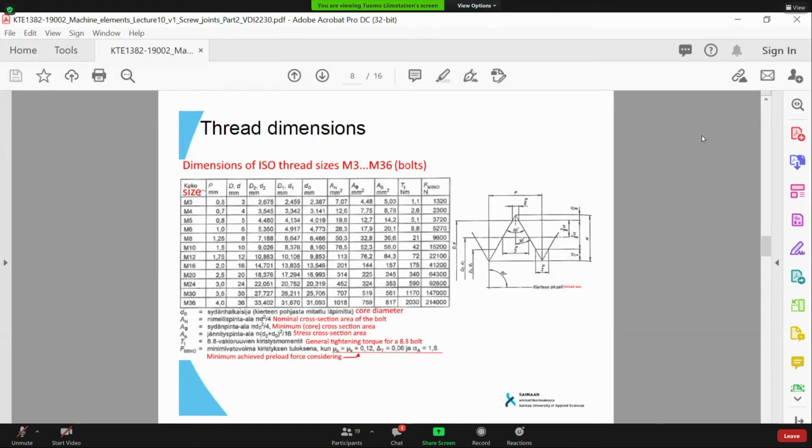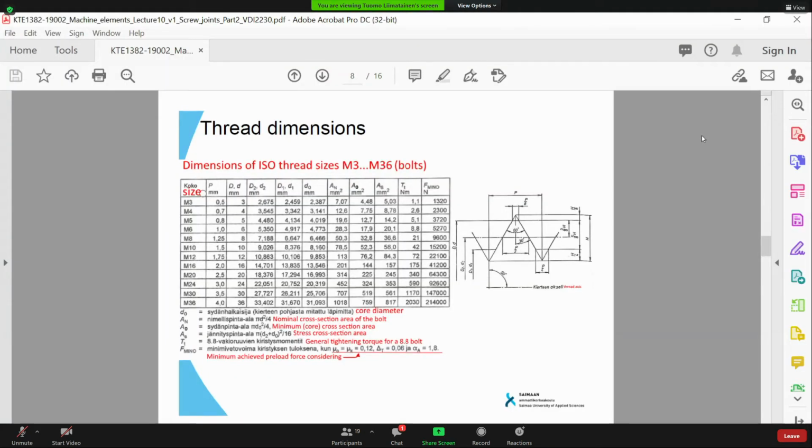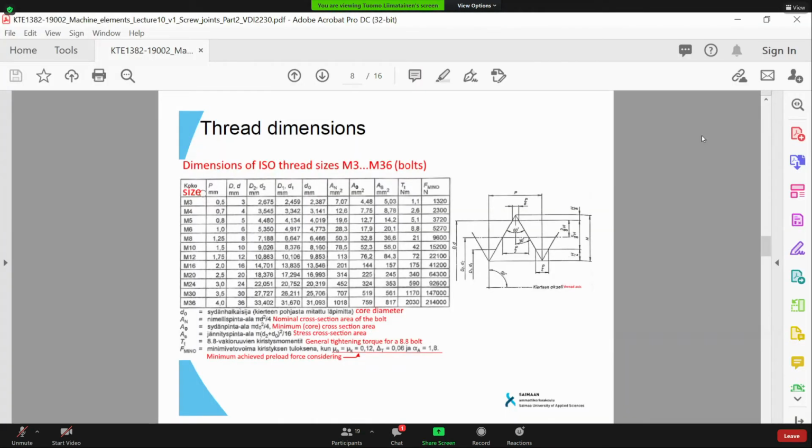Let's see how it changes. 198. Yes, that sounds reasonable. I also got 198.5 kilonewtons. Great. That is the value for the preload. I will put the other values to the MUR as well. Unfortunately, now we cannot take more time on the calculation itself, so you have to finalize it on your own.